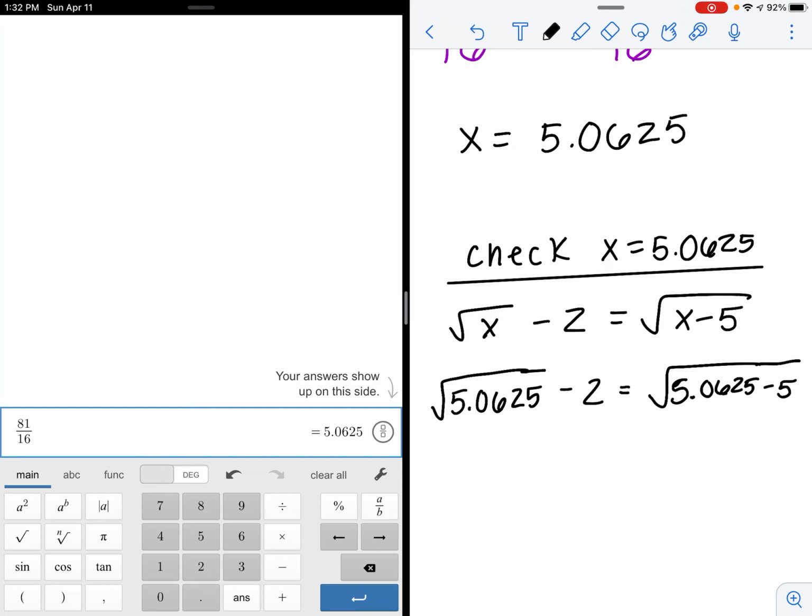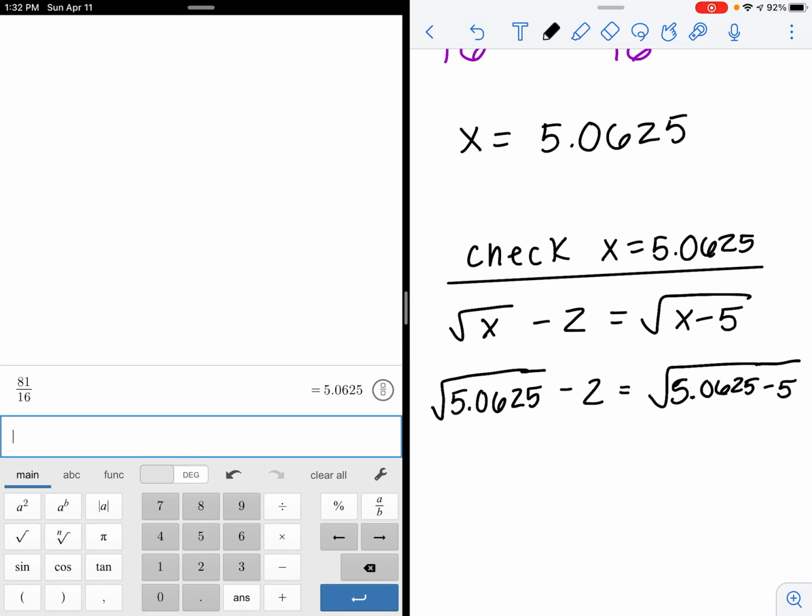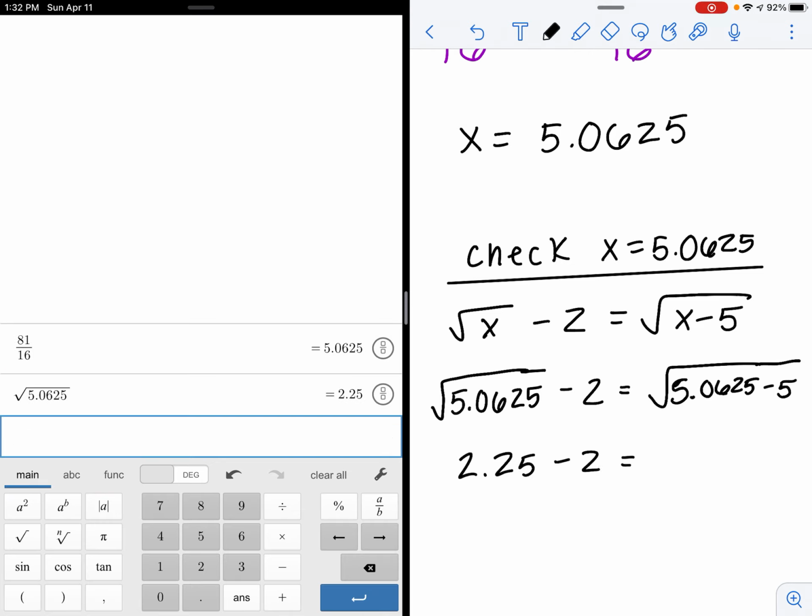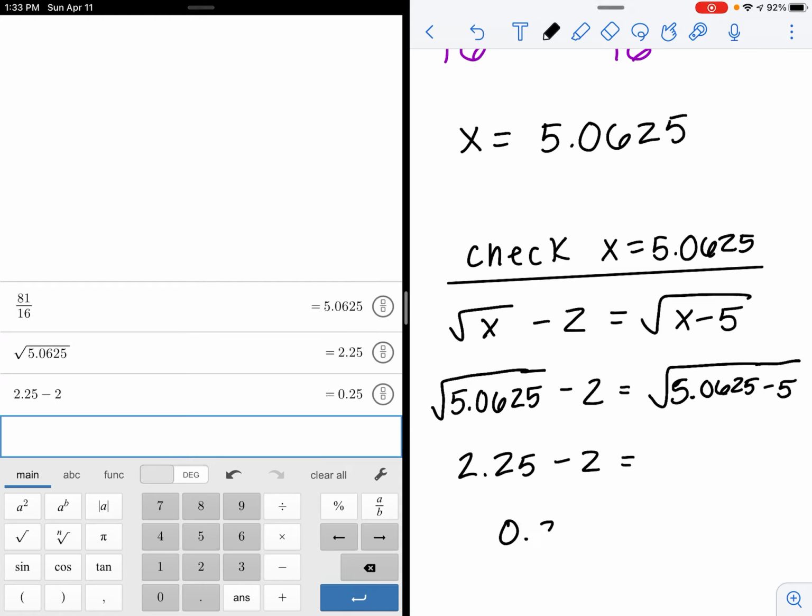Okay, so I'm going to solve the left side first. So I have the square root of 5.0625, and that's 2.25. And then I have -2. So I get 2.25 minus 2 on this side, that's going to give me 0.25.